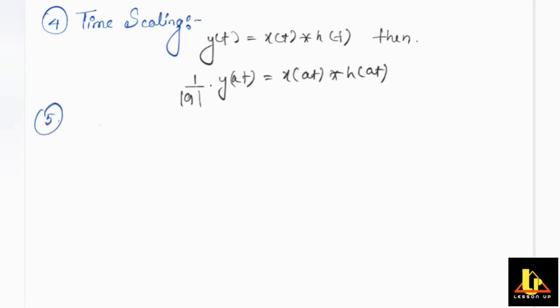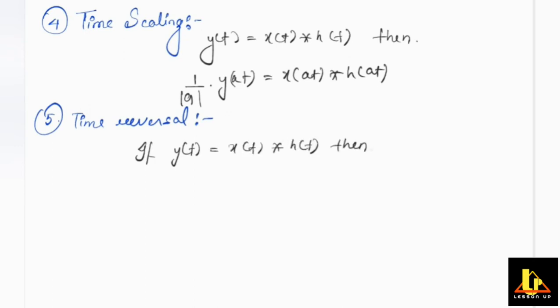Next, time reversal. So according to this, if y of t is equal to x of t convolution h of t, then y of minus t will be equal to x of minus t convolution h of minus t. These two are actually the same. Instead of a, we are using minus 1. So mod of minus 1 will be 1. Y of minus t is equal to x of minus t convolution h of minus t.